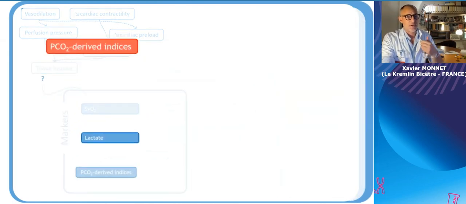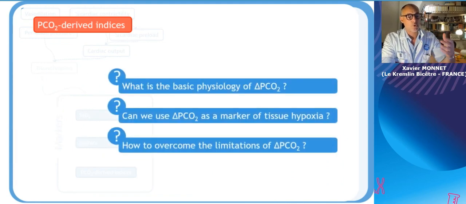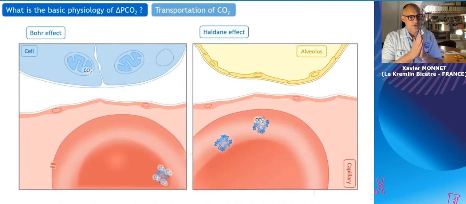And more precisely, what's the basic physiology of this PCO2 gap, the well-known PCO2 gap? Can we use it as a marker of tissue hypoxia, and how to overcome the limitations of it for detecting tissue hypoxia? Let's start with a very basic physiology of CO2 transportation.